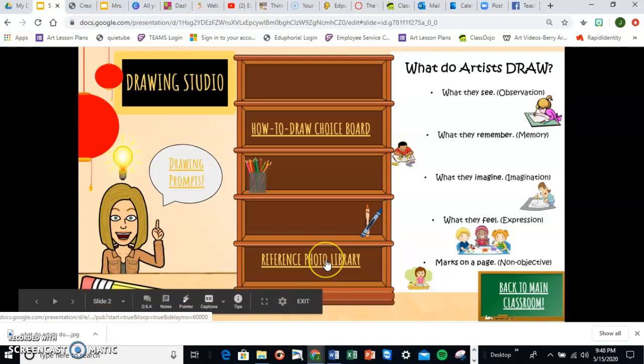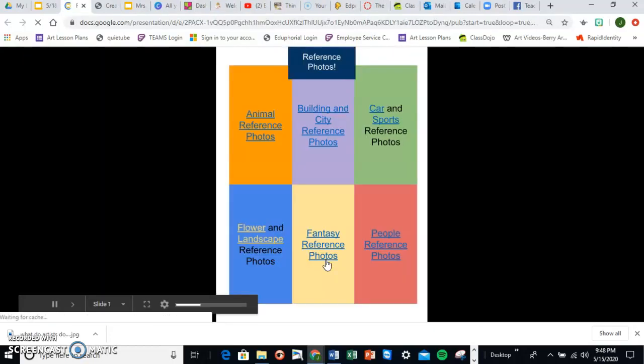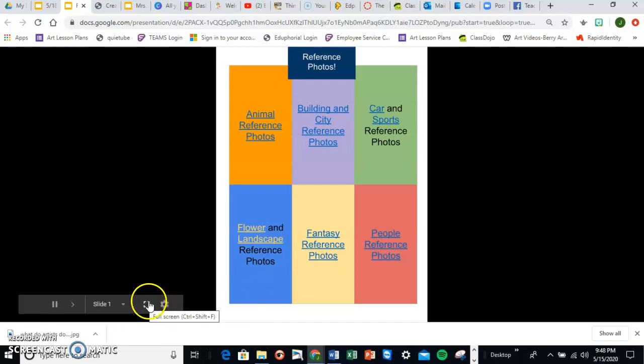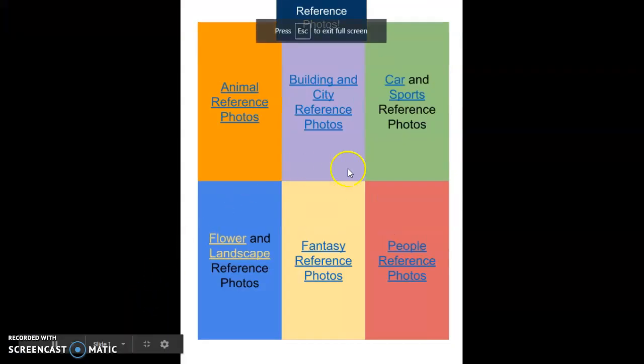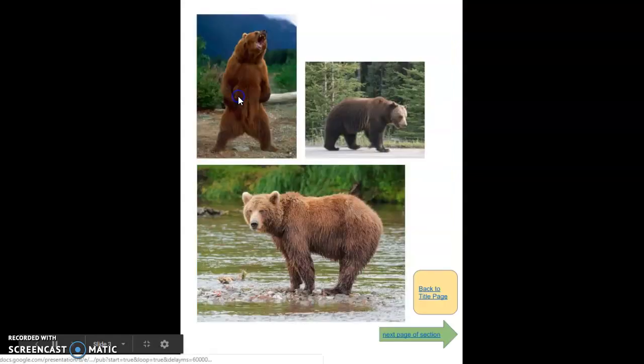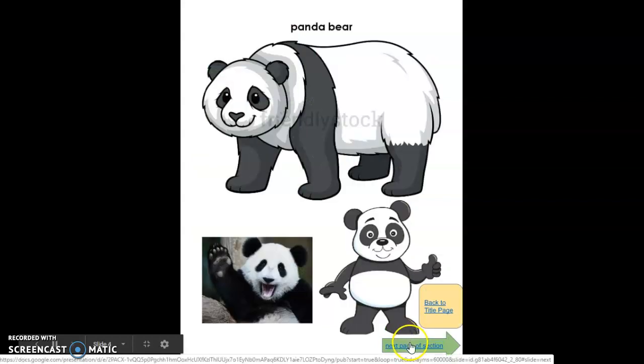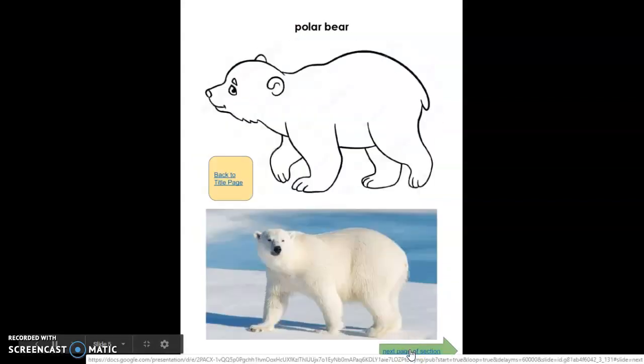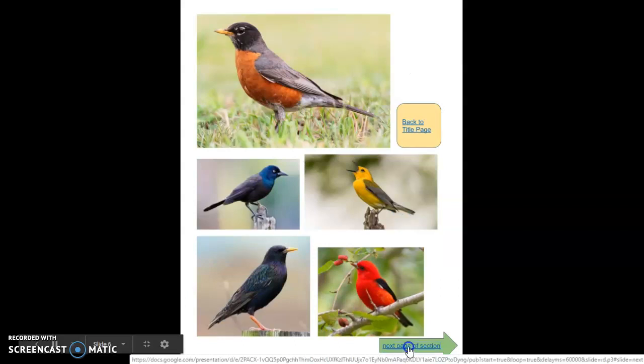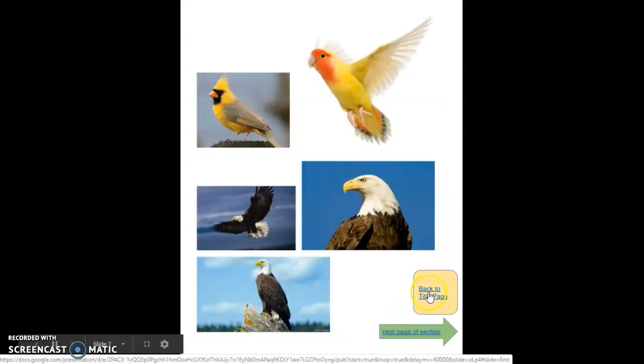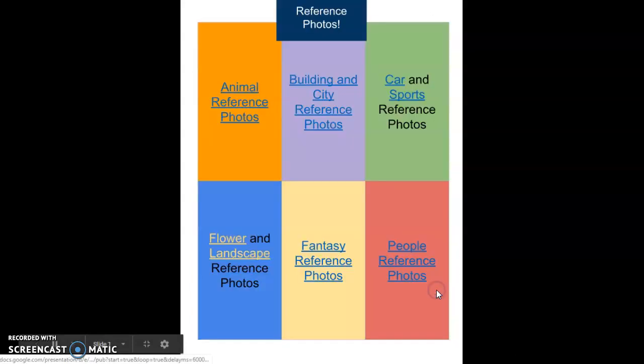And then the reference photo library is really fun too. Make sure you click this button here for full screen because it makes it bigger. If you click on animals, you're going to go to the animals and you can go to the next page. Next page, you can just keep looking at the different animals. And when you get finished with that, go back to find one you like. You could draw it. Go back to the title page.